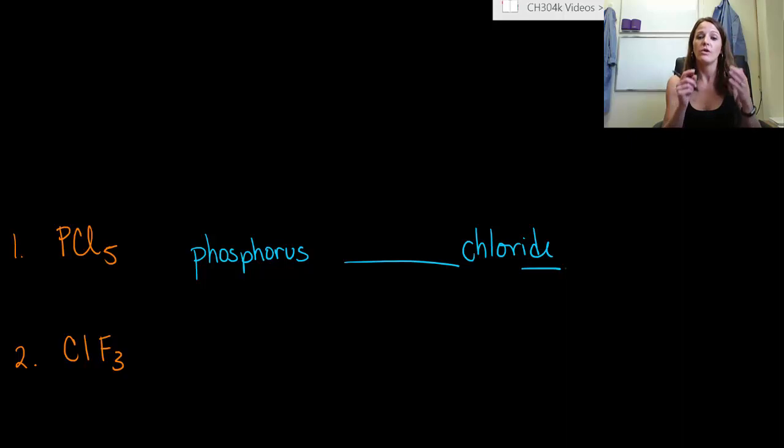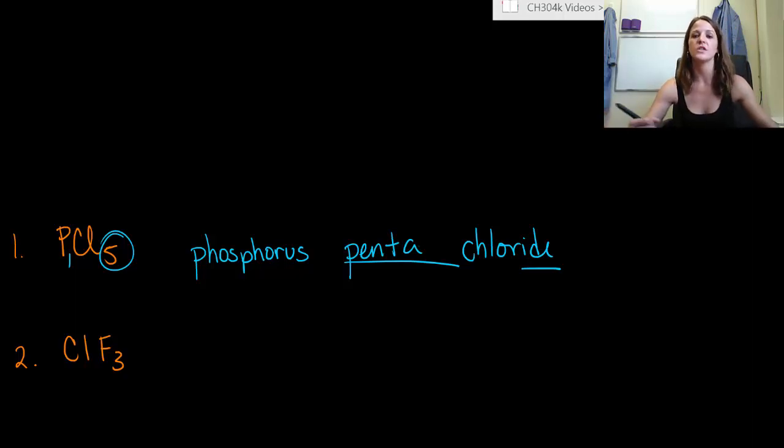So for this example, we've named both of our elements. Now we need to name the number of each one that we have. So for phosphorus, there's a hidden one there. We can't really see it, but instead of writing monophosphorus, we just drop that and we just say phosphorus. Then the chlorine, or the chloride, is something we need to look at. We have 5 of those, and so this becomes pentachloride, okay? Pentachloride. So we have phosphorus pentachloride as our final answer, which is pretty cool.